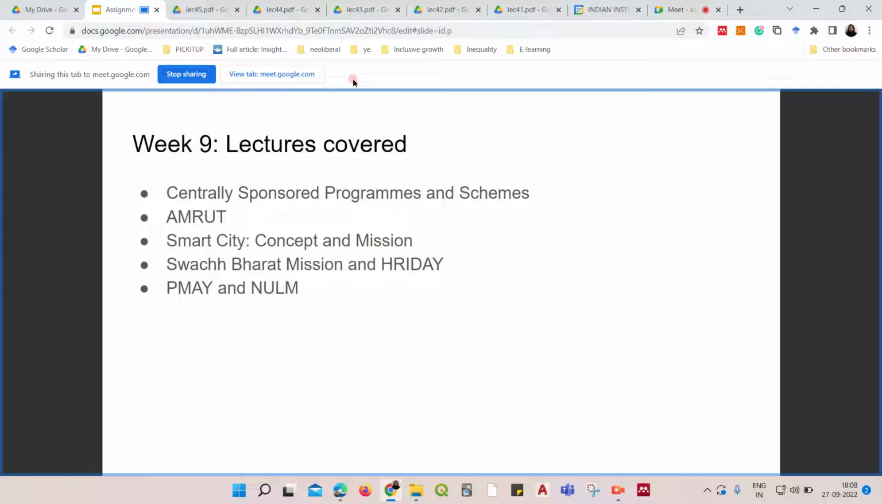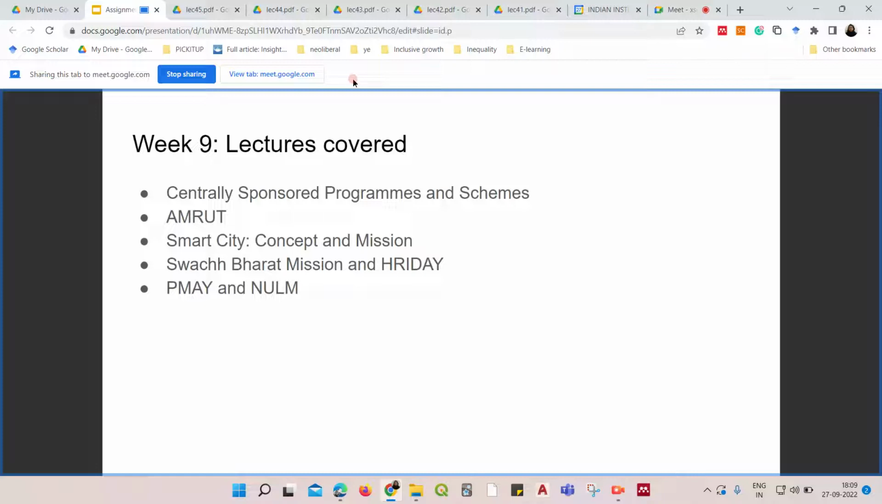And then you would have seen a little bit of comparison of the world context of smart cities. So how Indian context varies from the world context, what are the differences or what are the commonalities, all of that. Then you would have studied in the fourth lecture Swachh Bharat Mission and Hriday.